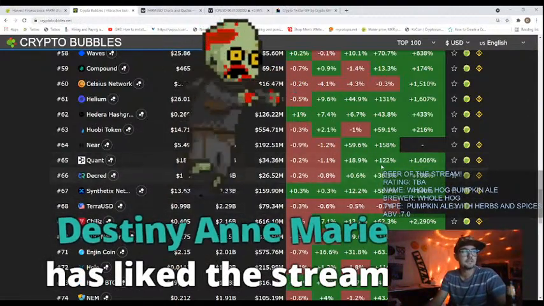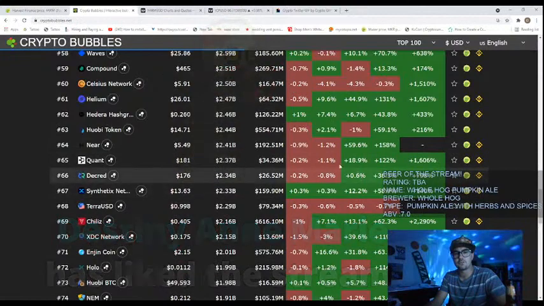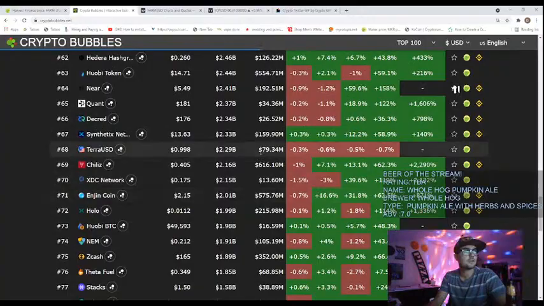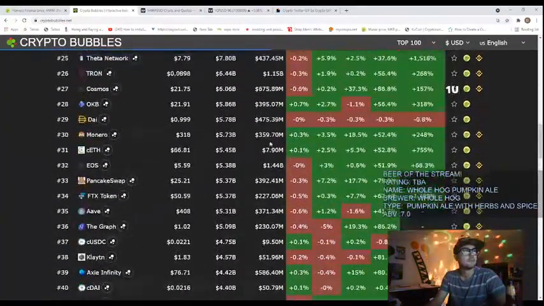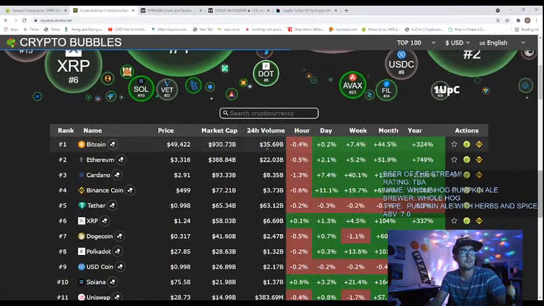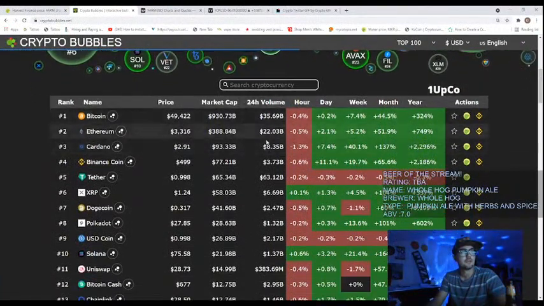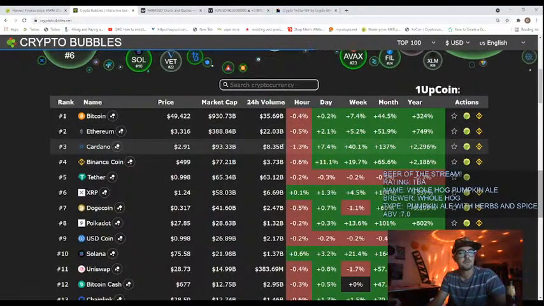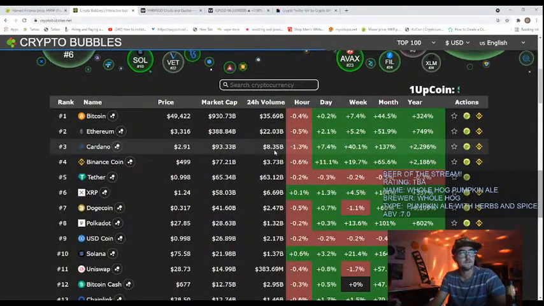Green means it's going up in percentage, and red means it's going down in percentage. That's what the colors are for. The middle number here is the 24-hour volume: 35.9 billion, 22.3 billion, 8.35 billion. That's how many people are trading this.